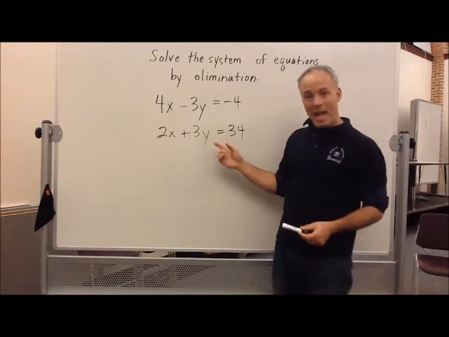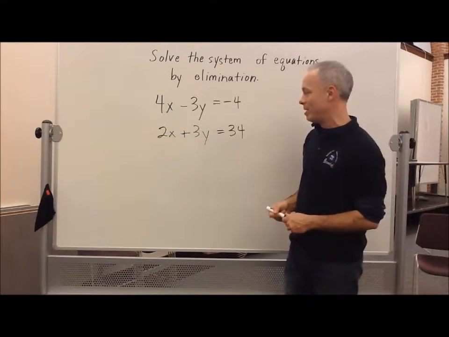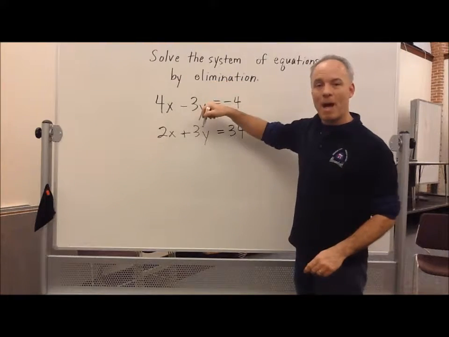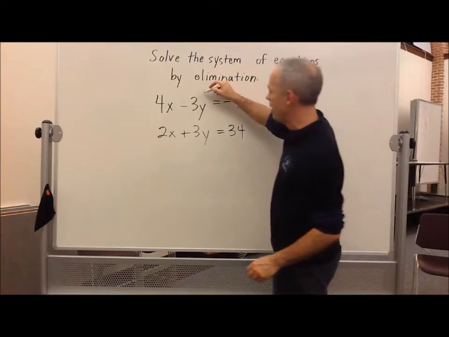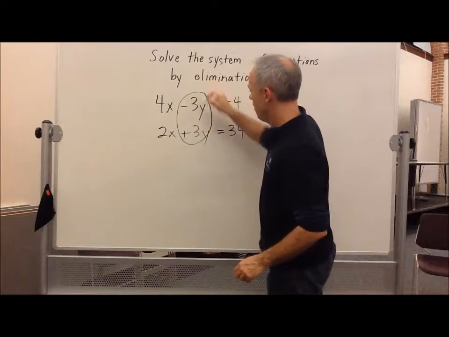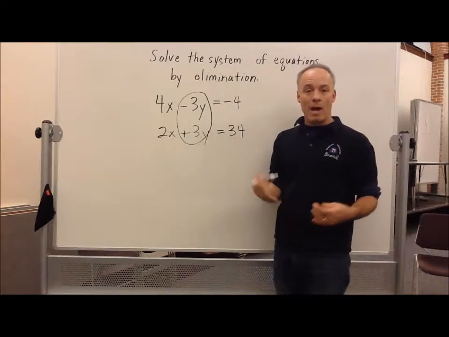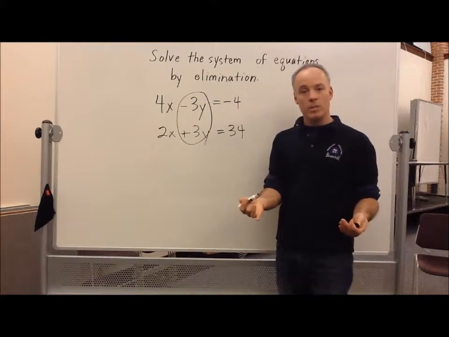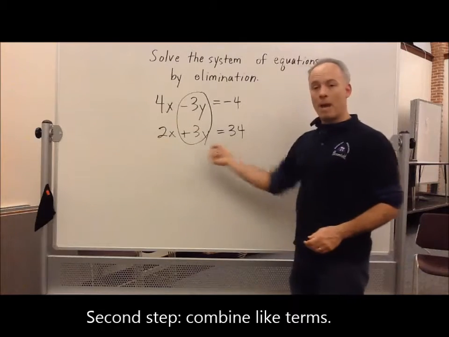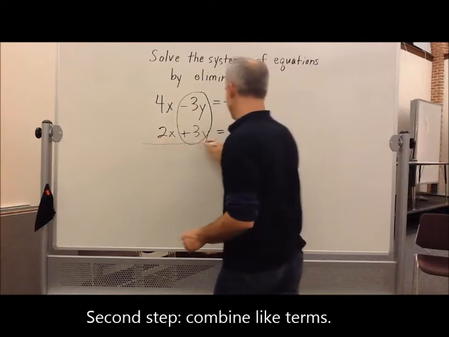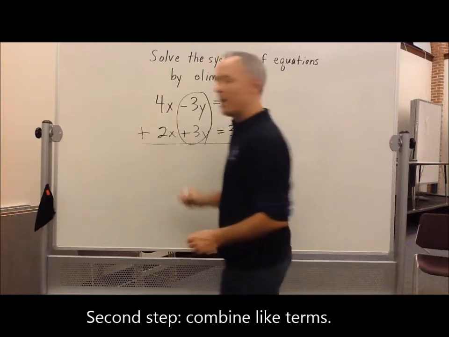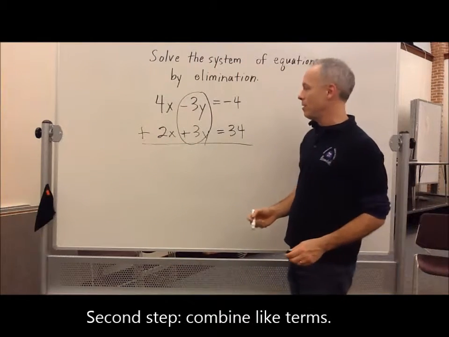In this example, we actually have a zero pair all ready to go. Negative 3y and positive 3y are a zero pair because when I combine negative 3y and positive 3y, it equals 0. So, let's combine this equation, our second step. Combine means to add the equations together.